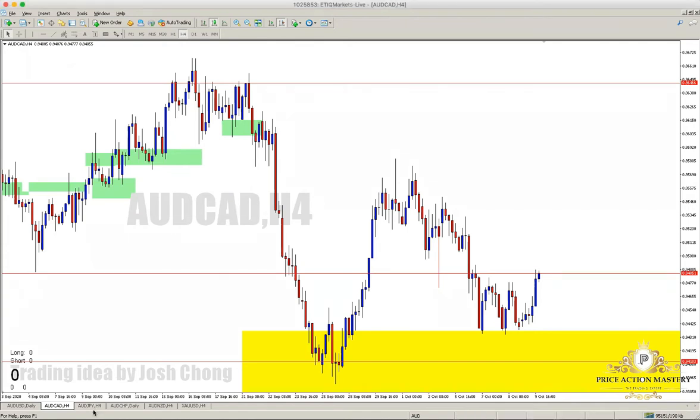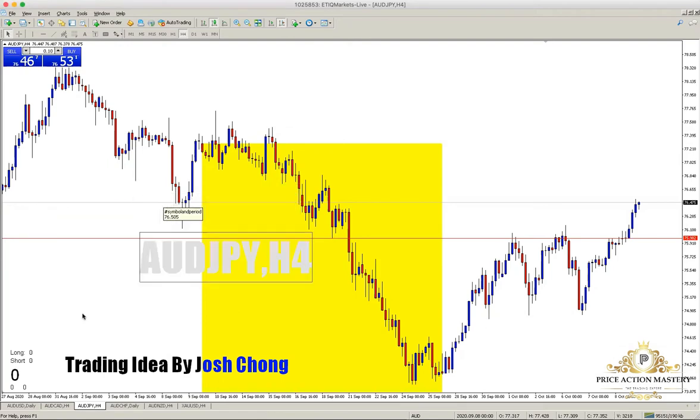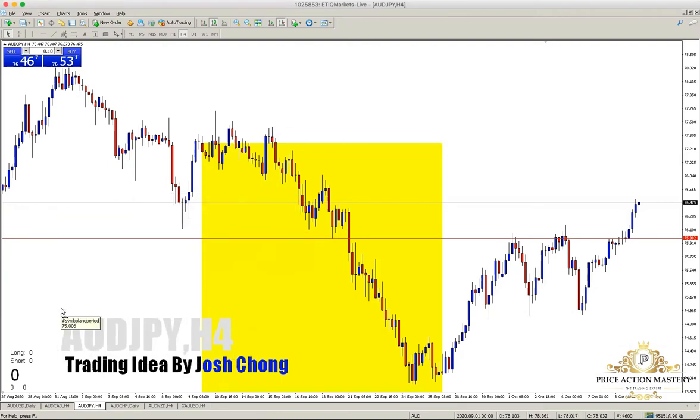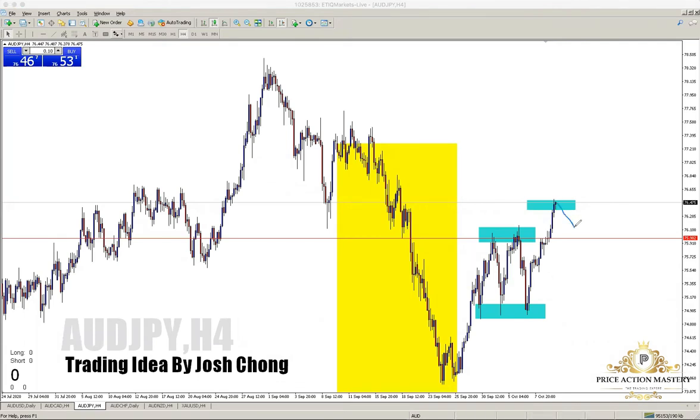Next will be AUD yen. The Aussie yen, we can see the market very clear is having a higher high, then a higher low, and this area could be a higher high. In this situation, we are expecting a retrace on Monday. Maybe it's going to retrace until this level.